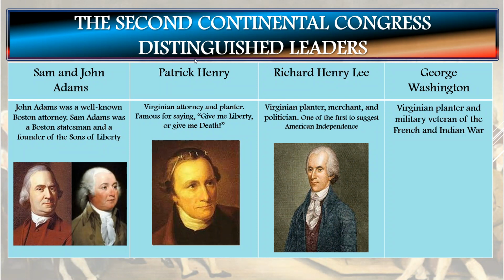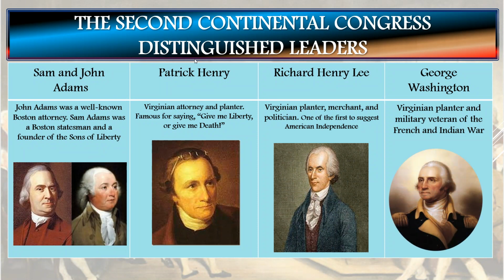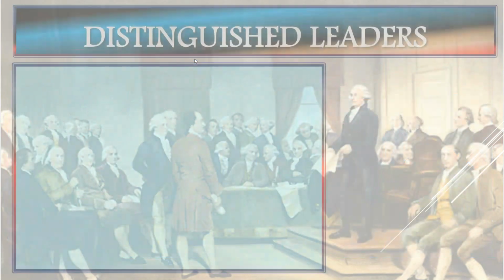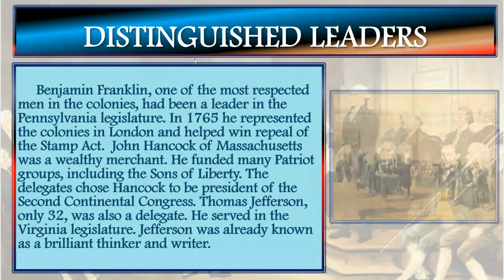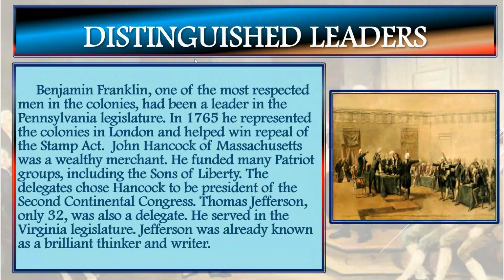Richard Henry Lee was a Virginian planter, merchant, and politician, one of the first to suggest American independence. And I think most of us know who this is, right? Virginia planter, military veteran of the French and Indian War, George Washington. So these are some of our distinguished leaders. I thought it'd be nice to actually stop and see who they are for a second, even though the book doesn't do that too much. So let's move on. Next paragraph.